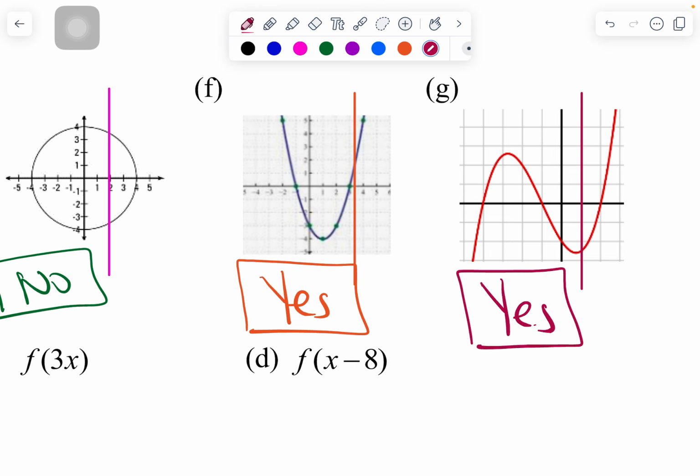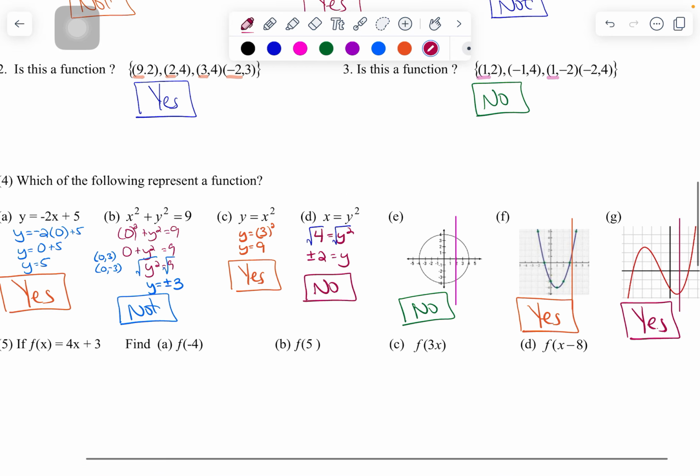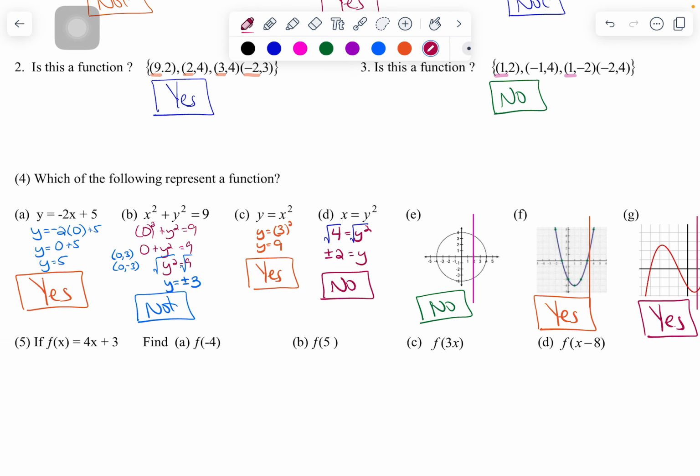All right, this is where I'm going to go ahead and cut the video. So in this video, we talked about what makes a function a function. We tested functions from ordered pairs. We tested functions from equations, and then we tested with the vertical line test if you're given a graph.